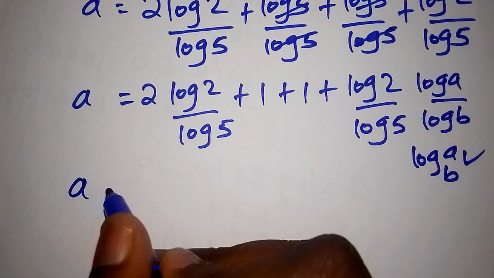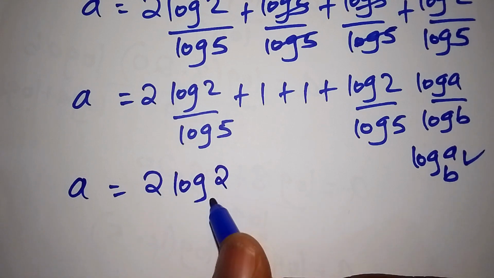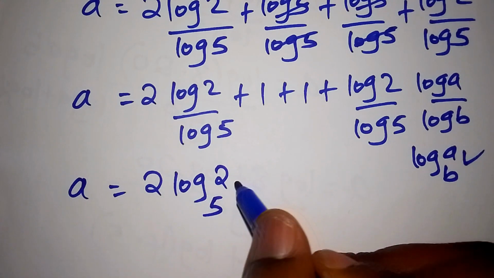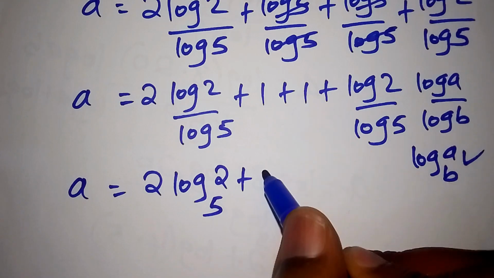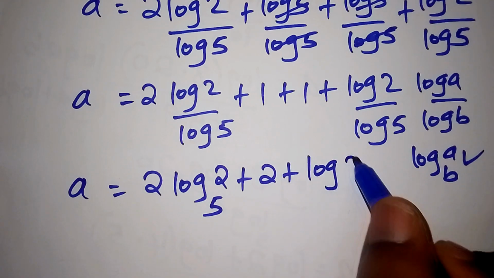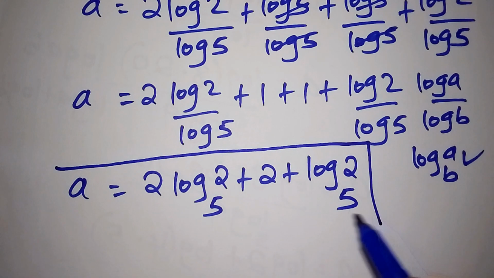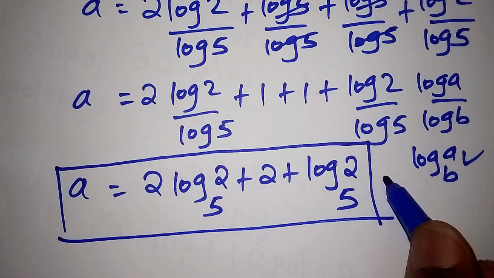A is equal to 2, the log of 2 to the base of 5, then plus 1 plus 1 is 2, then plus the log of 2 to the base of 5. So these now qualify to be the most correct answer.